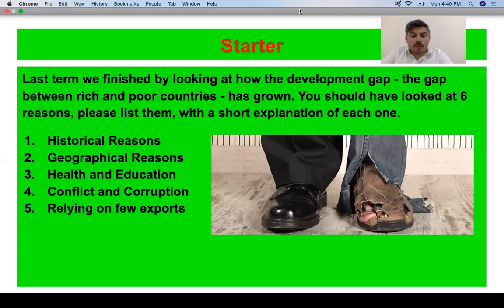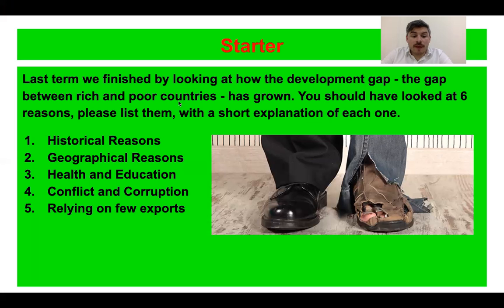Relying on few exports. Exports, if you remember, is when a country sells something to another country. This factor means relying on few exports. They rely on just one product. For example, let's say tobacco. They grow just tobacco. What this means is if there is a change in demand for tobacco, if other countries stop using tobacco, if another country decides they can grow tobacco better, they're going to lose money.